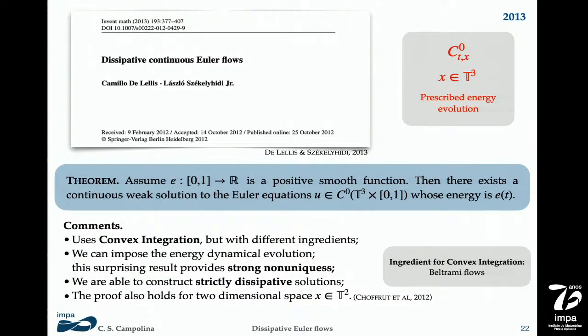Okay. So we can impose the energy's dynamical evolution, and this surprising result provides a strong non-uniqueness because now we don't have only two solutions, right? The 0 and another one. Now for any profile we have a different solution, right? So there is a strong non-uniqueness. And now we are able to construct strictly dissipative solutions.